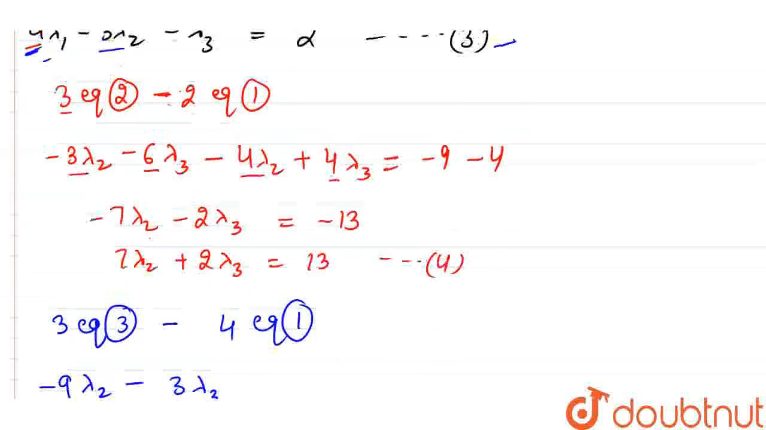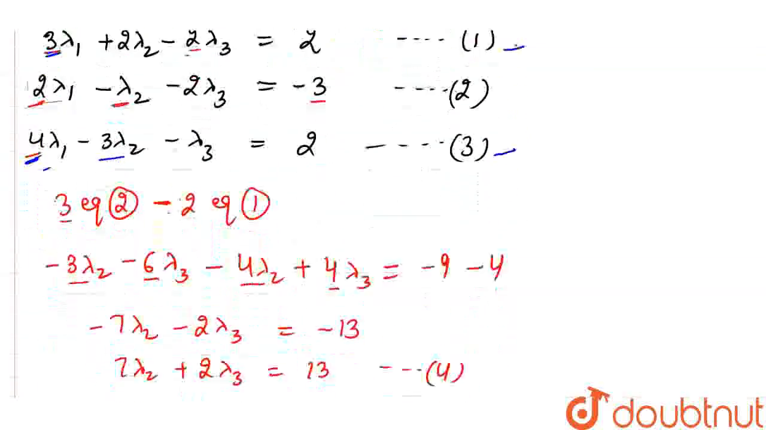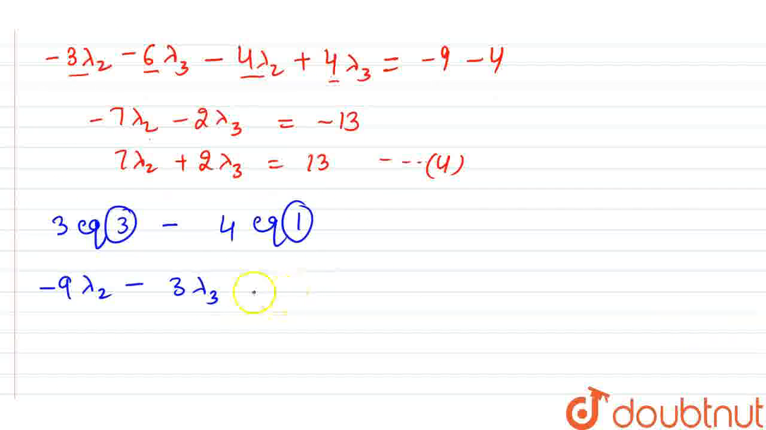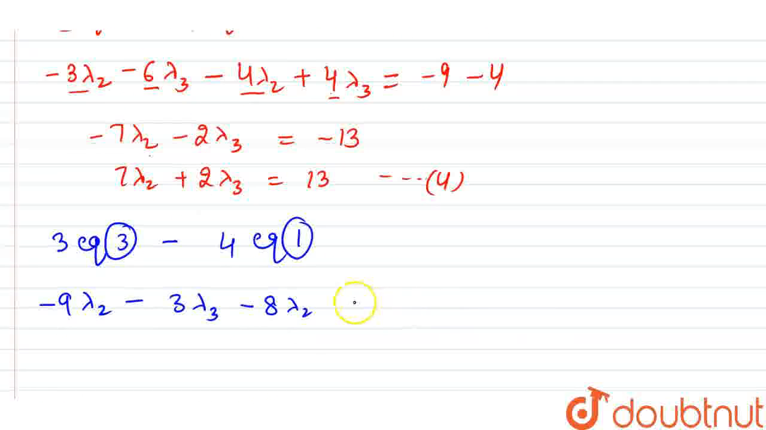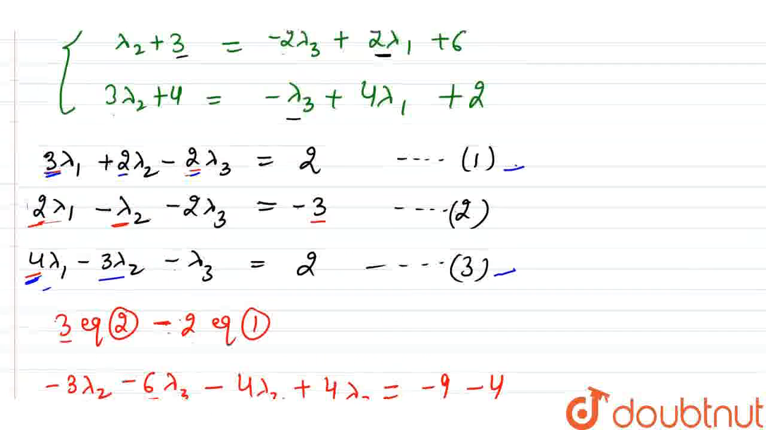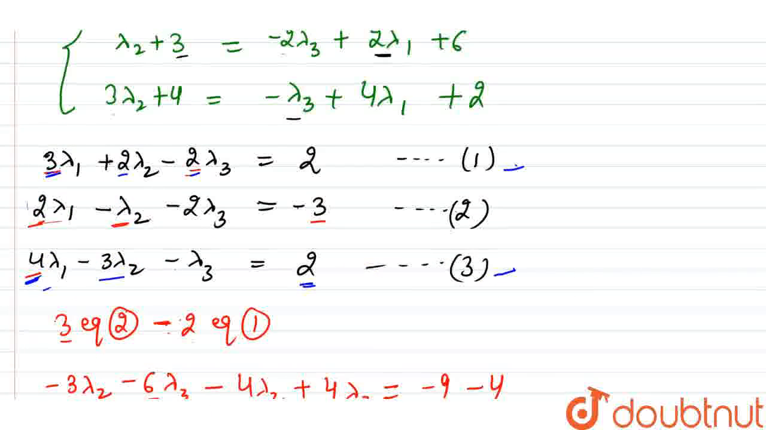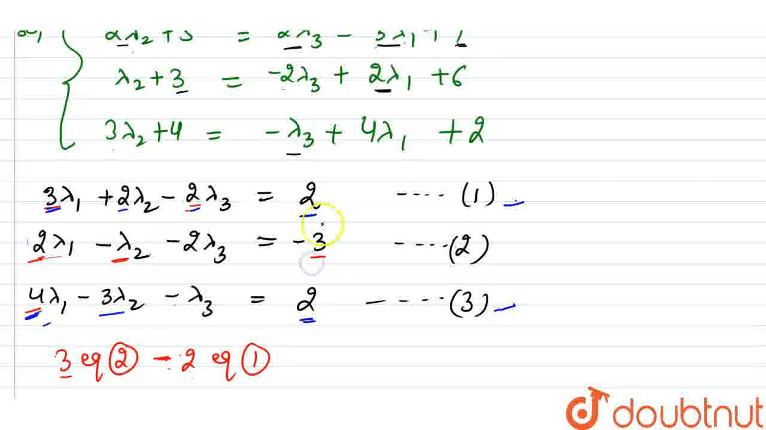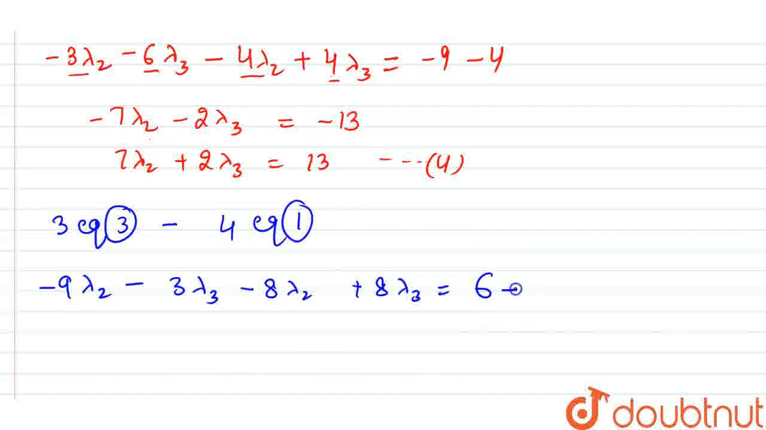Now this value, equation number 1, has to be multiplied with 4 and then subtract. So this is 4 times 2, 8. This will be 4 times 2, 8. So this will be minus 8 lambda 2 and this will be plus 8 lambda 3. In the RHS we have 3 times equation 3, that is 3 times 2, 6, and we have minus 4 times 2, that is 8.